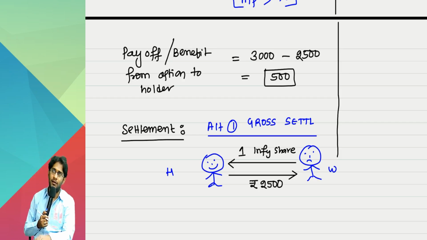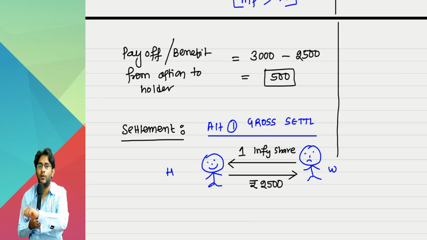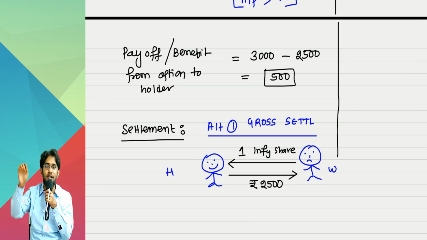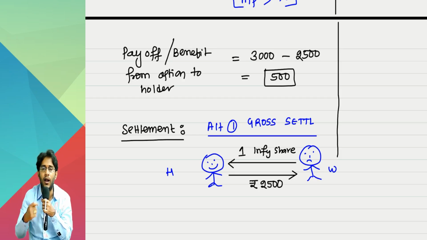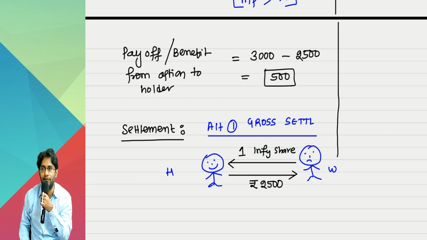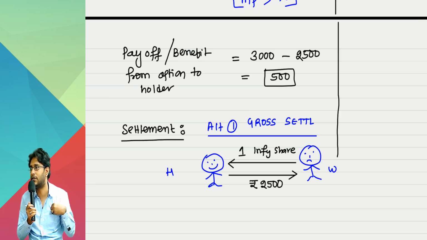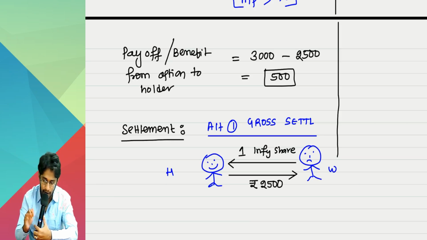That fellow is selling a 3000-worth share to me only at 2500. Sir, in most cases the writer will not have the Infosys share because he has to deliver it to you. Today he has to buy the share in the market at 3000 and deliver it to you at 2500. Therefore a sure 500 loss he will suffer. And you, on the other hand, paid 2500, took a share, and if you sell it on the spot, 500 rupees gain will come into your pocket. It is gross settlement.